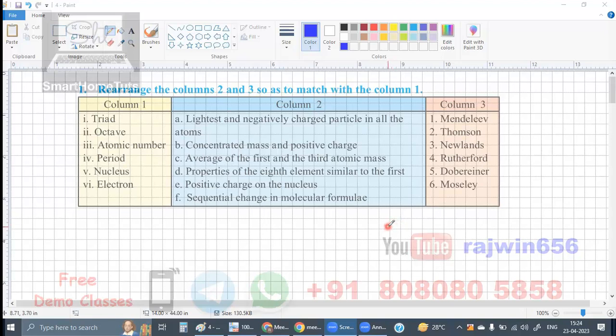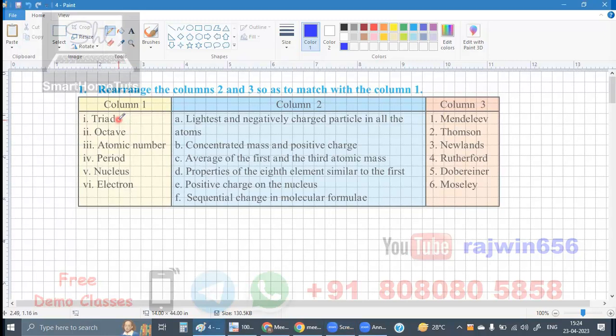Okay, we'll start with exercises questions. The first one is triad. This is the average of the first and the third atomic mass. This was given by Doberiner. I'm just marking those answers directly over here.